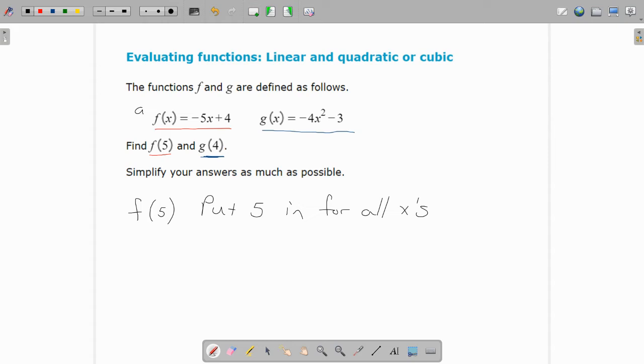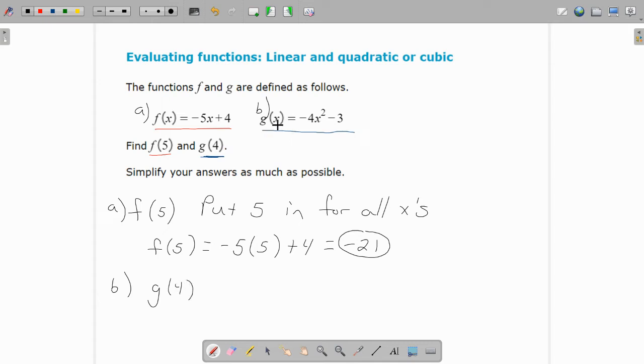So we'll call this part A. We'll call this part B. So part A, we're going to do f of 5, and you don't have to write out that formal, is -5 times 5 plus 4. So I put the 5 in for the x. So that's -25 plus 4. You should get -21. And if you want to use a calculator, that is fine. Okay. Part B, g of 4.